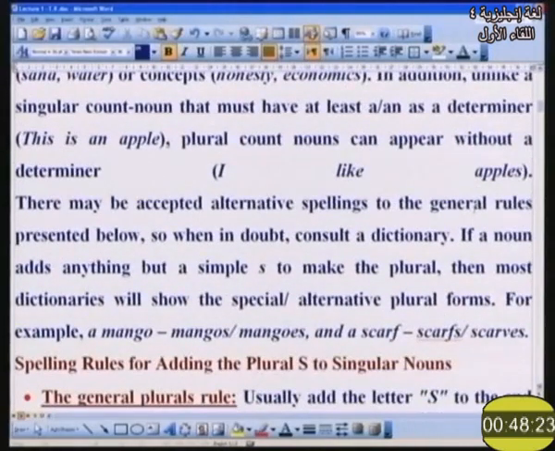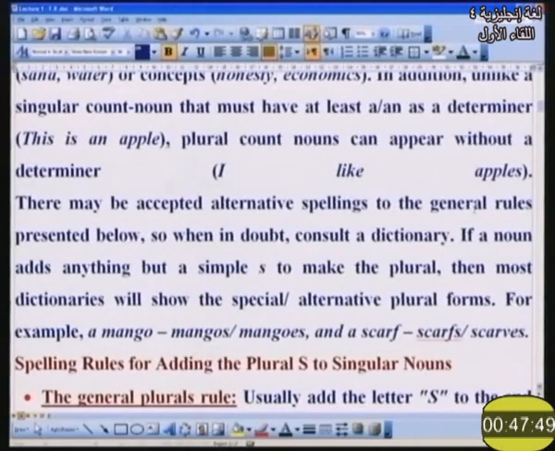Then he says there may be accepted alternative spellings to the general rules presented below. So when in doubt, consult a dictionary. The main source of information, if you are going to know about singular and plural nouns, is the dictionary. Whenever you use an English dictionary to look for a word that is a noun, you are given the plural. If it is an irregular plural, it is mentioned. If it takes an S, he doesn't mention it. He takes it for granted that you know this.